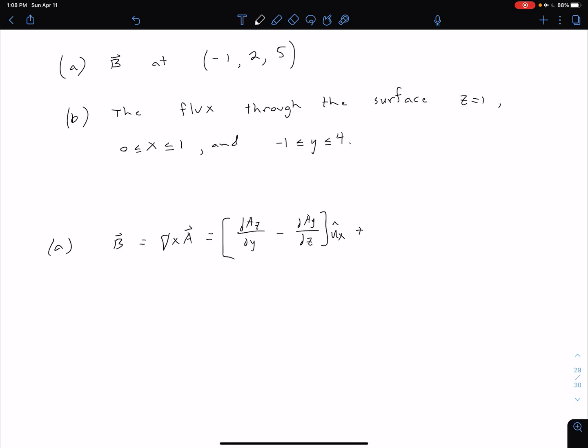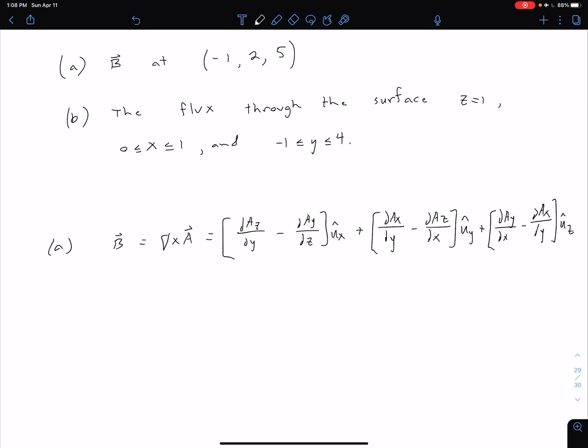For our second term, this is going to be in our y direction, so we're only going to have x and z in this bracket. We're going to have the partial of the x component with respect to y minus the partial of our z component with respect to x. And this is in our y direction. And then finally, we have the partial of our y component with respect to x minus the partial of our x component with respect to y, and that's in our z direction.